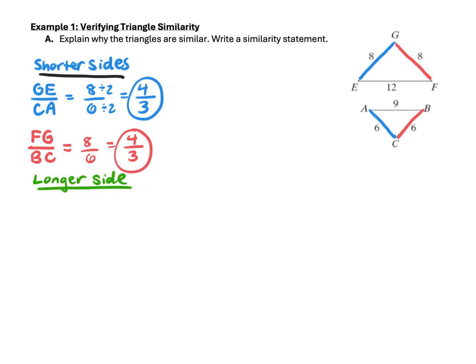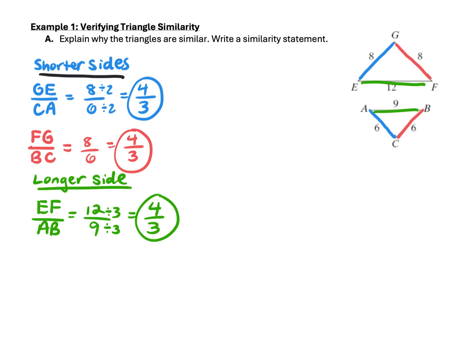So the longest side in that first triangle here is 12, and the second triangle is 9. So I have EF over AB equals 12 over 9. And then these are both divisible by 3, so we can reduce that to 4/3. So you'll notice that we have all 3 sides. So I have an S, an S, and an S. So now we can write our similarity statement.